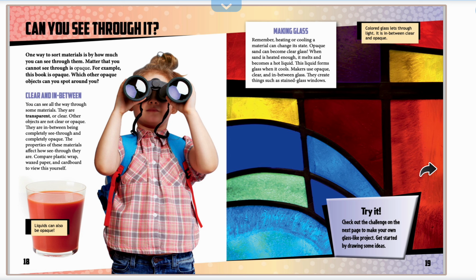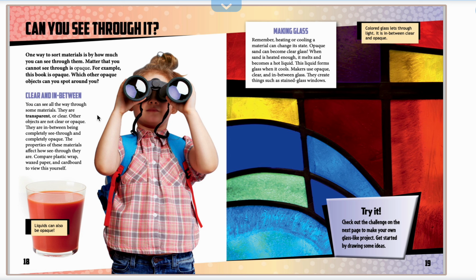Can you see through it? One way to sort materials is by how much you can see through them. Matter that you cannot see through is opaque. For example, this book is opaque. Which other opaque objects can you spot around you?